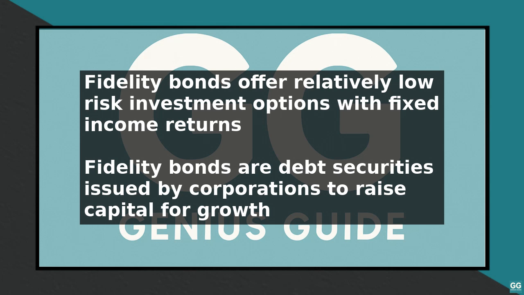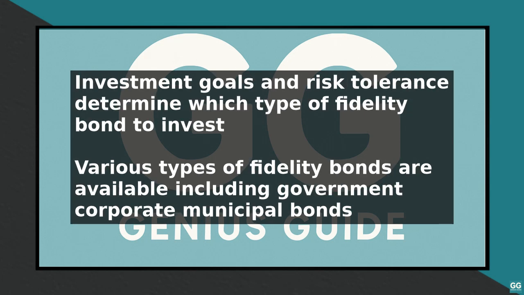When an investor buys a Fidelity bond, they essentially lend money to the issuer, who promises to repay the principal amount with interest. The first step in Fidelity bond investing is to determine your investment goals and risk tolerance. This will help you decide which type of Fidelity bond to invest in.